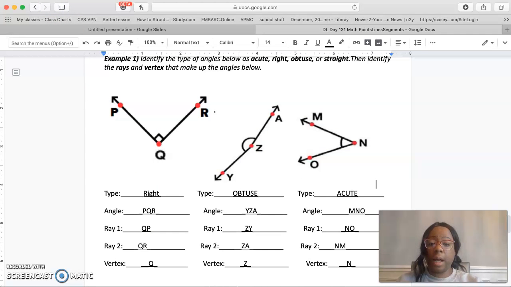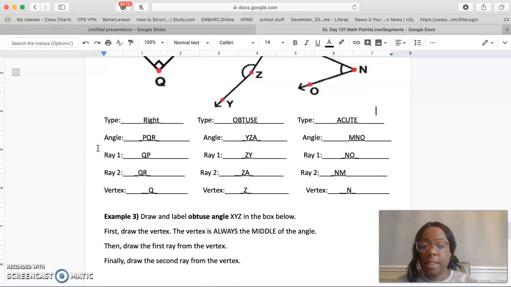Now for the sake of time, I went ahead and did the other two angles offline, but I do want you to take a moment to press pause and look at each option. The first angle is a right angle, the second is an obtuse angle, and the third is an acute angle. Press pause now. Okay, welcome back, guys. So we have the type, the angle, ray 1, ray 2, and the vertex for all three angles.